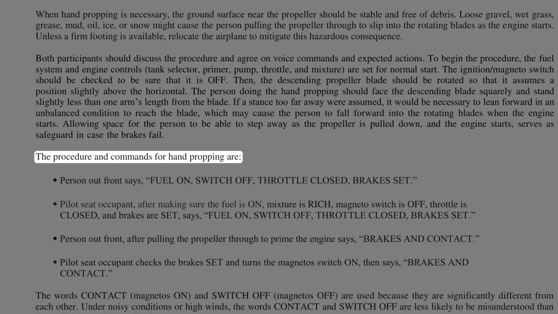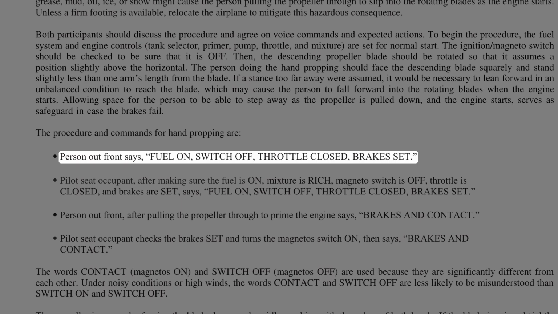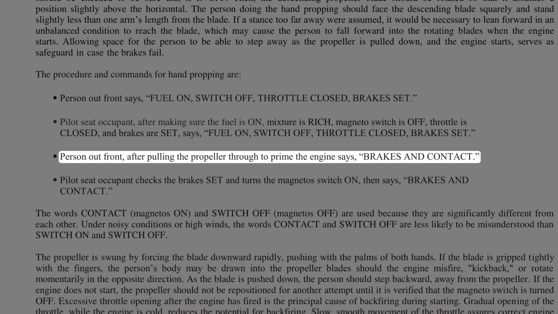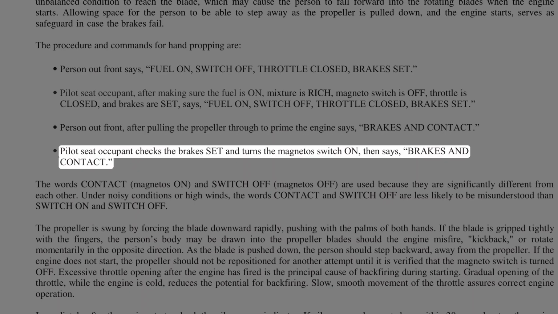The procedure and commands for hand propping are: person out front says, "Fuel on, switch off, throttle closed, brakes set." Pilot seat occupant, after making sure the fuel is on, mixture is rich, magneto switch is off, throttle is closed, and brakes are set, says, "Fuel on, switch off, throttle closed, brakes set." Person out front, after pulling the propeller through to prime the engine, says, "Brakes in contact." Pilot seat occupant checks the brakes set and turns the magneto switch on, then says, "Brakes in contact."